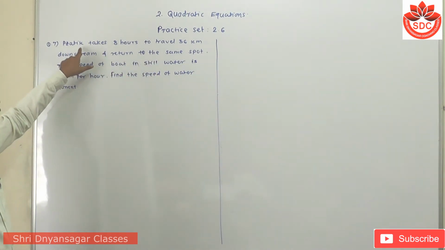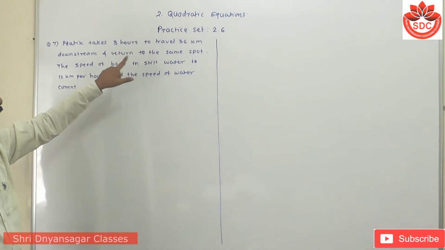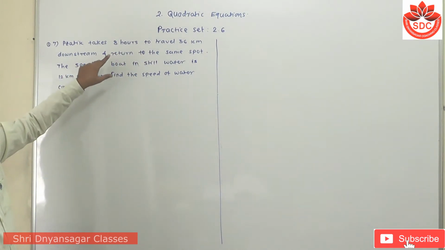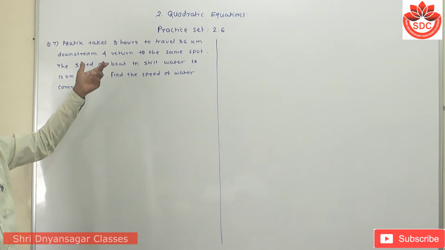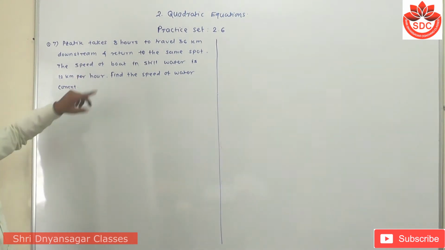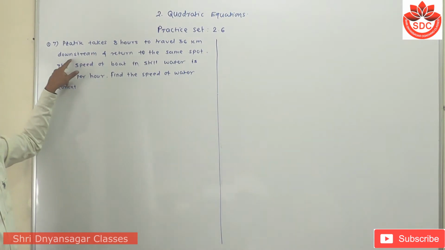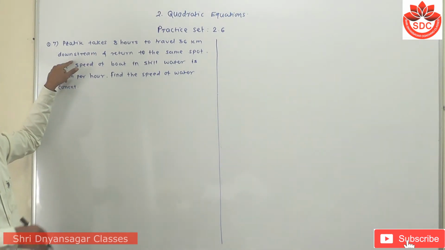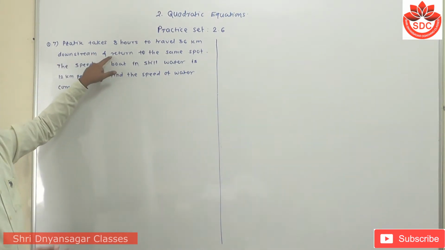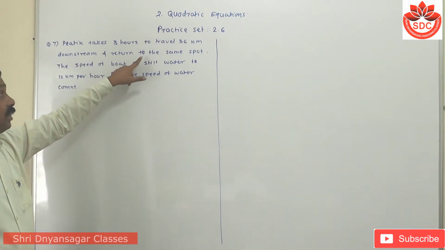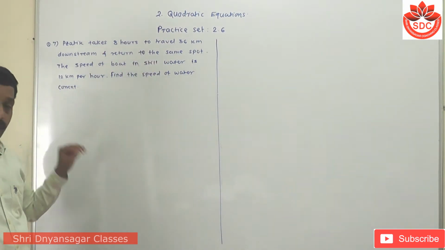Student, here Pratik takes 8 hours to travel. In this example, consider that Pratik is travelling by boat. Pratik takes 8 hours to travel 36 km downstream, that is in the direction of the current, and return, that is upstream, against the current, to the same spot.